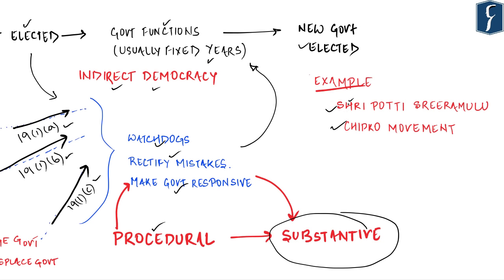And as far as the Chipko movement is concerned, people began to hug trees to prevent the then UP government from awarding contracts to commercial loggers. And this led to an awakening of the environmental movement in the country. Not only these, the Supreme Court has also upheld the right to protest as a fundamental right.